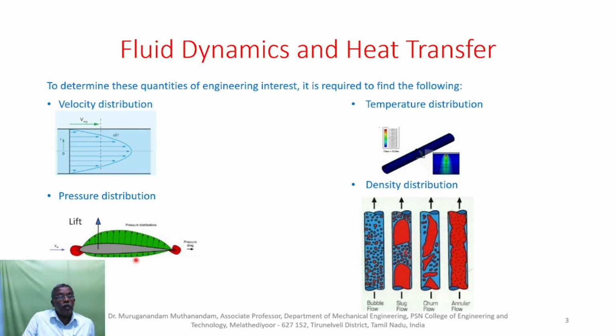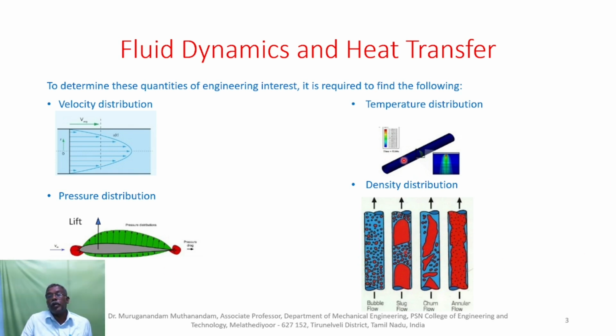Pressure distribution: there is a variation of pressure acting on bodies. For example, an airfoil, the section of the wing of an aircraft, is shown here. The differential pressure force acting on the top and bottom surfaces of the airfoil results in a net lift force acting in the upward direction. So the pressure distribution is the variation of pressure at various points along the surface of the airfoil.